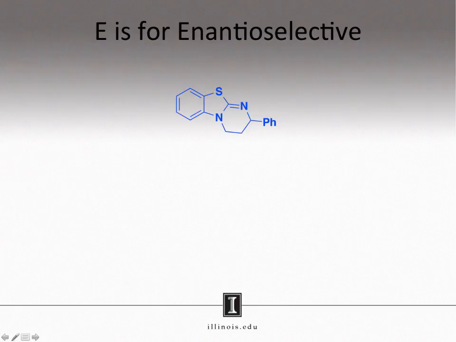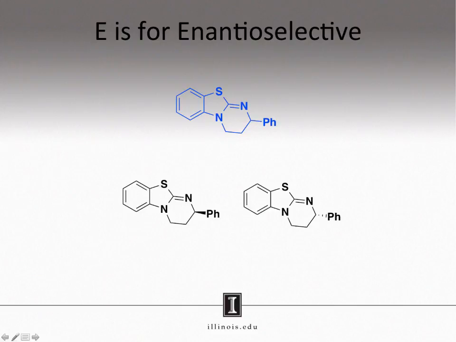Here on the screen in blue is the structure of HBTM, our catalyst. However, you know that this structure is not complete. You recognize that there is a stereocenter here at this carbon connecting the nitrogen and the phenyl group. This means this molecule is chiral and comes as two enantiomers, shown here in black. One of these is the R enantiomer of HBTM, and one of these is the S enantiomer of HBTM. I'm not going to tell you which one is which. I expect you to be able to assign which enantiomer of HBTM is R and which one is S.